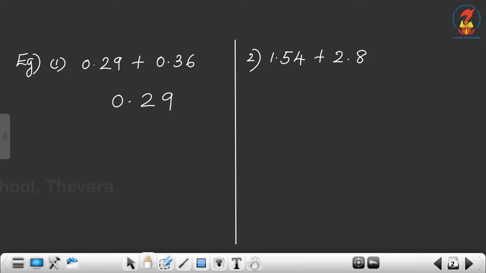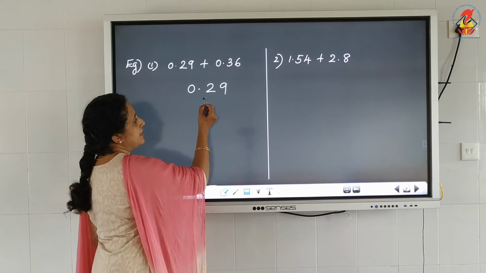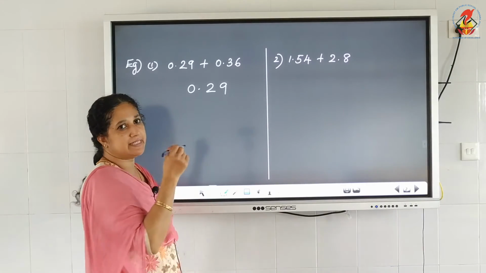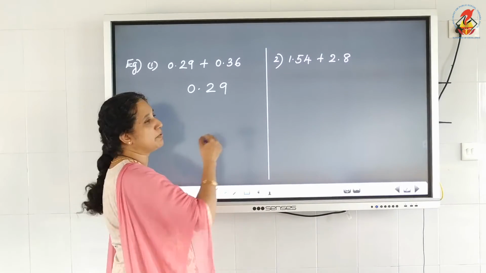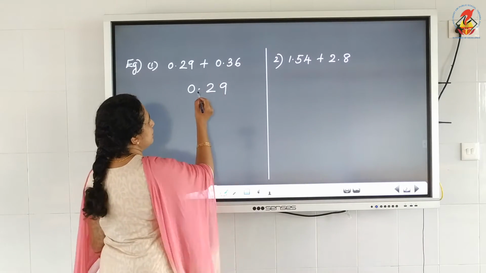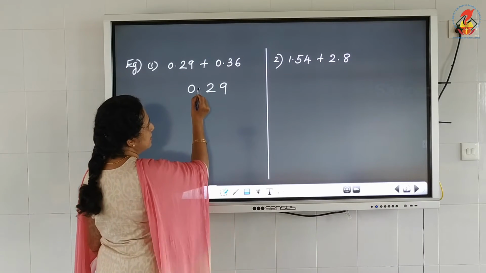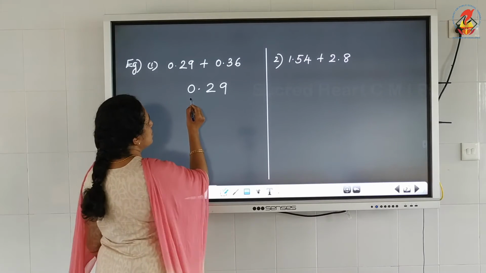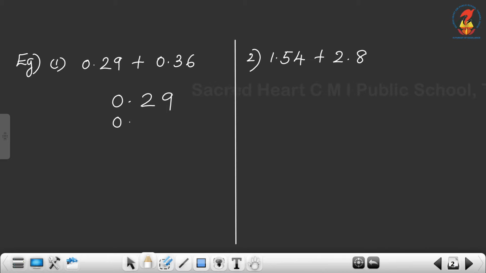Write 0.29 first. Then write the next number under the first number so that the decimal point is directly below the decimal point of the first number. So the 2 decimal points should be in a straight line, one below the other. So 0, then decimal point, 0.36. Now we have to add.